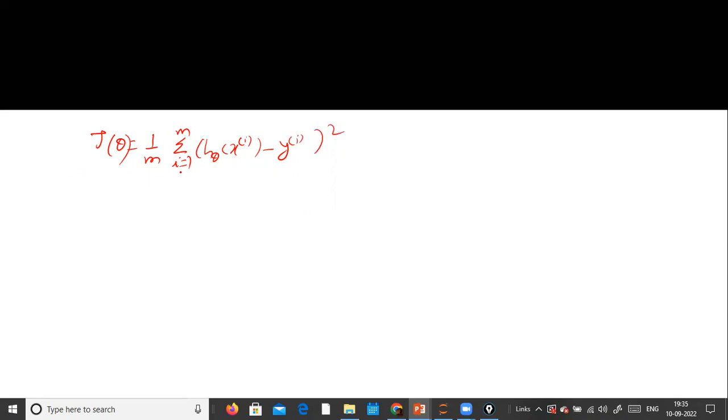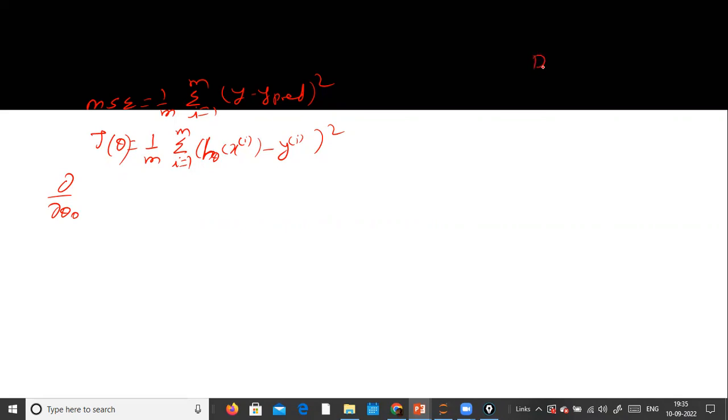This is my cost function. This is nothing but MSE, which is equivalent to 1 by m, sum from i equal to 1 to m, of actual minus predicted value squared. That's it. Only the notation differs, but if you concentrate here, you will be familiar with it. So we need to take the partial derivative of this cost function. We call it dou by dou theta naught.